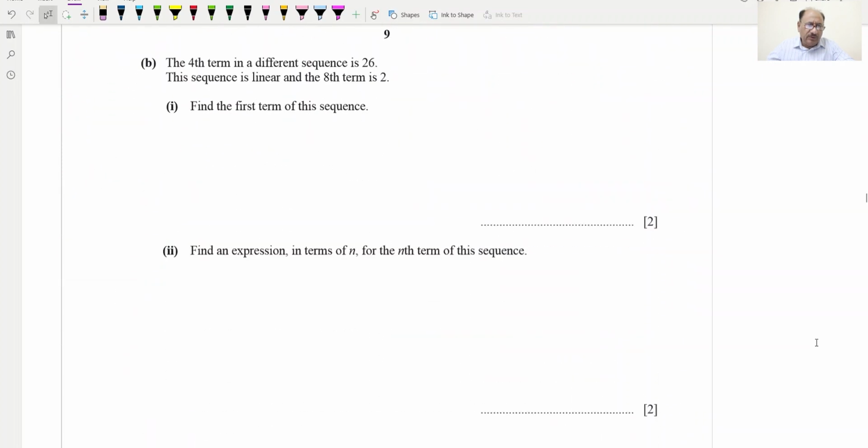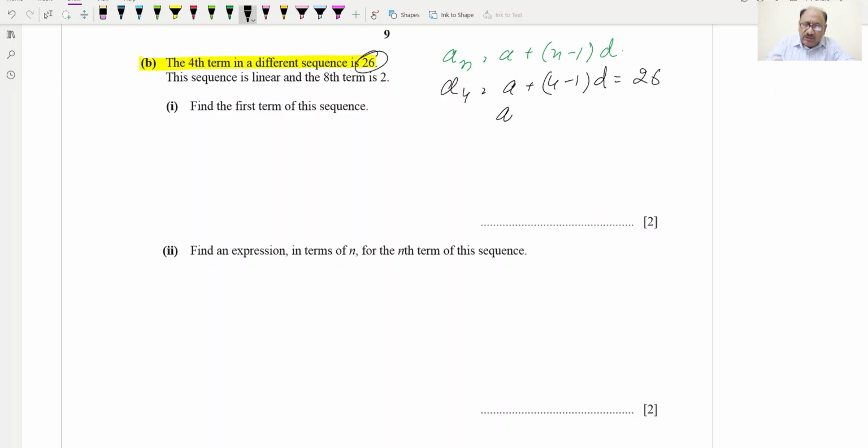Now B part. B part says the fourth term in a different sequence is 26. So we know the formula, what formula is? a_n is equal to a plus (n minus 1) times d. Now we will be taking the fourth term. Fourth term will be a plus (4 minus 1) times d, and it is given that this is 26, so we can write equal to 26.